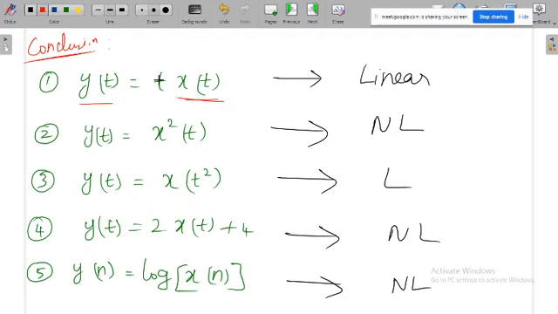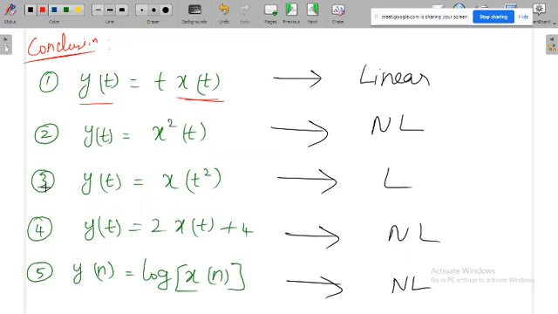Even though the time is there, that will not affect the linearity of the system. Let it be t or t square or any other t value, t minus 1 or t plus 1, that will not affect the linearity. So that is the first idea. But in the next case, t is not there, but you are making the square. x of t is the input, and you are squaring the input. That will make the system non-linear, because whenever a square is there, it is non-linear.